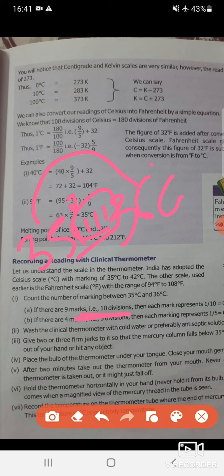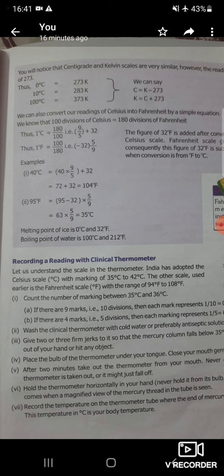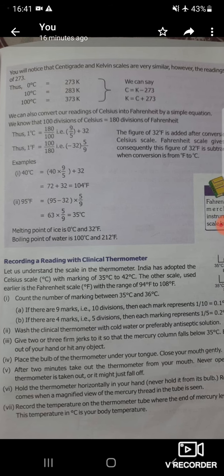Then each mark would represent the 1/10th part, right? 0.1 degrees Celsius it would represent to you. Now if there are 4 marks in between these, so 5 divisions would be there, and then each marking would represent the 1/5 part. Okay, 1/5 part it would represent to you.